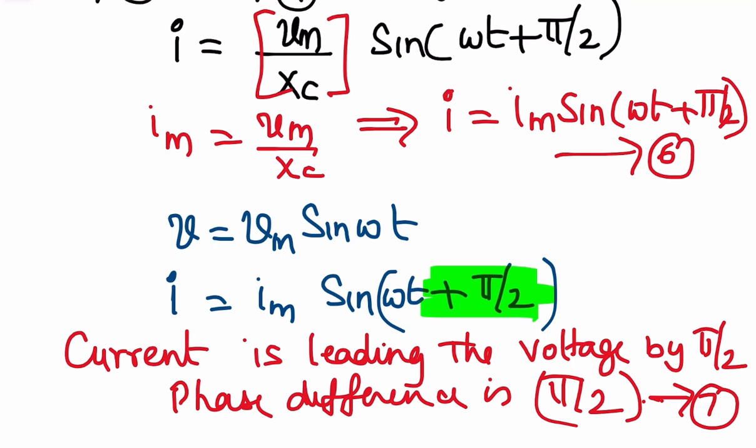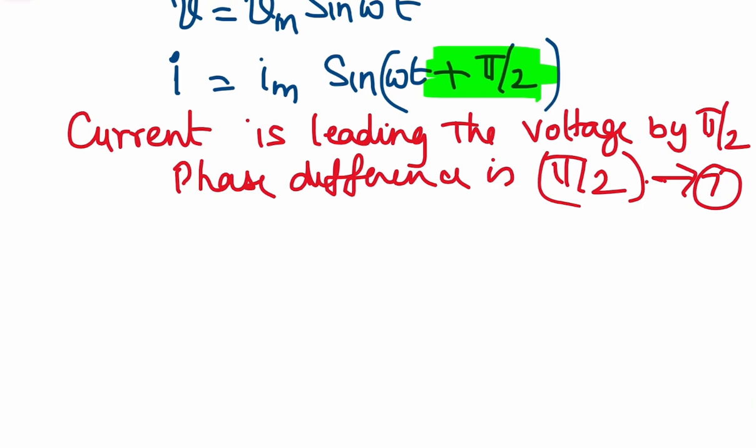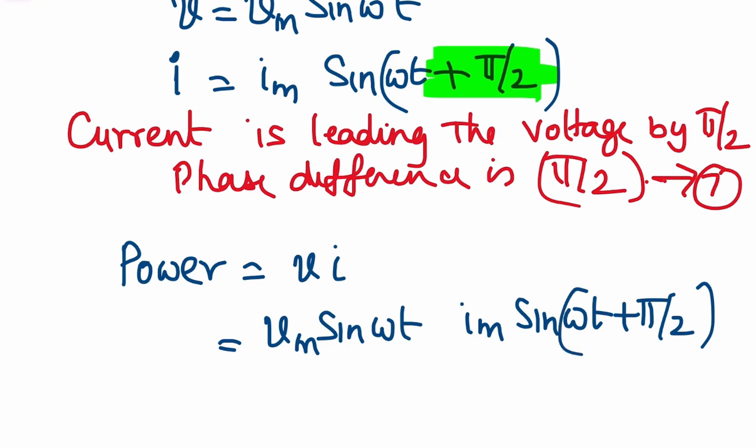So let's go for the power of the circuit like how we have done in the case of inductance. Let us proceed in the same way. Now let's go for the power. Power is equal to V into I. Let us write the values of V and I. That is Vm sine omega t, and I means Im sine omega t plus pi by 2. Therefore we can also write it as Vm Im sine omega t.